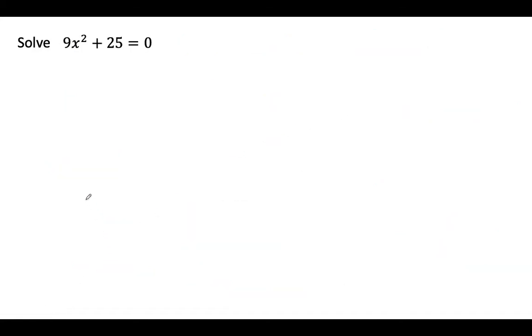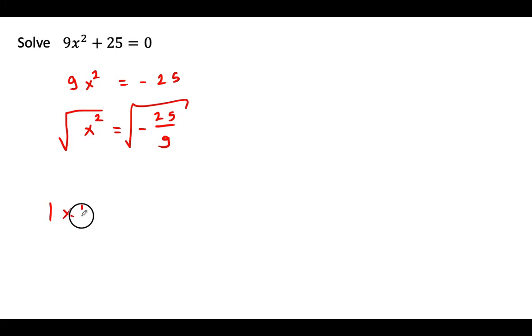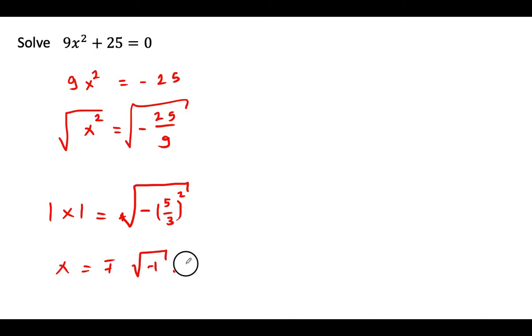Now let's go for the second question. 9x squared is equal to negative 25, and then x squared is equal to negative 25 over 9. If I take the square root of both sides, x is equal to plus minus the square root of negative 25 over 9, and then x is equal to plus minus root negative 1 times root 25 over 9, which is 5 over 3.